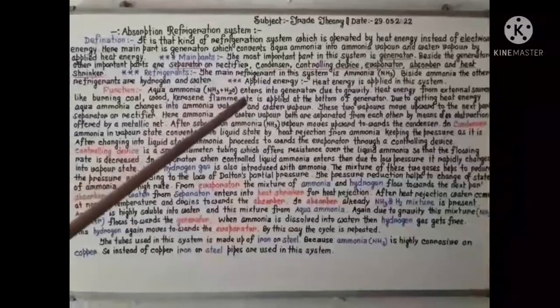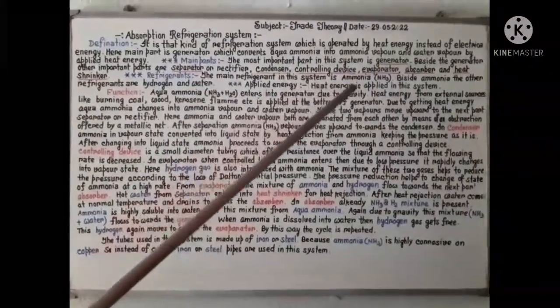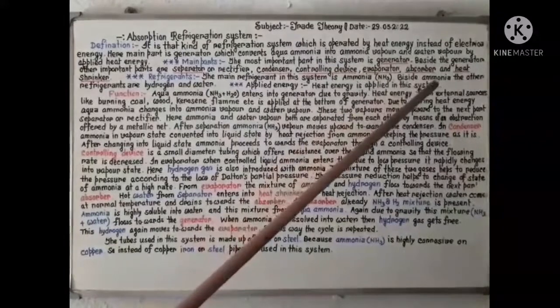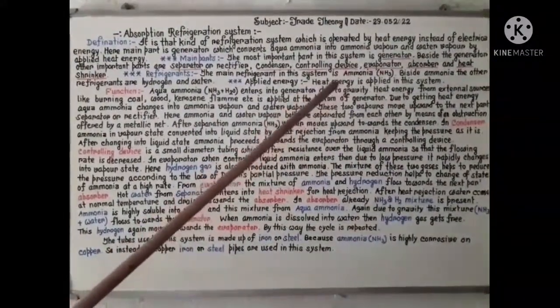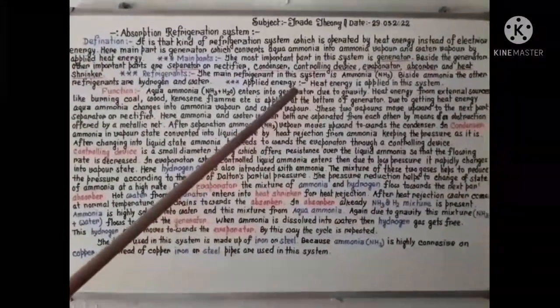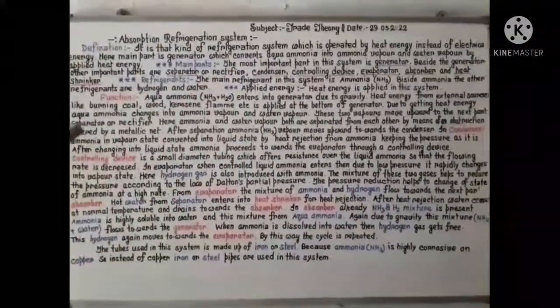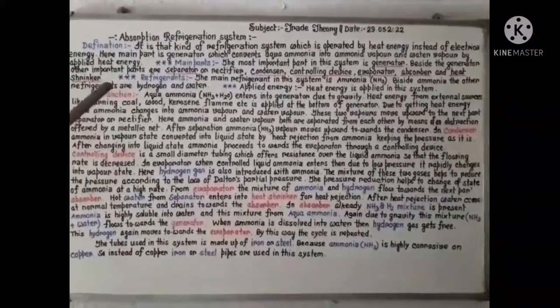Now about the applied energy. Obviously heat energy is applied in this system. Where conventional electrical energy is available, at that place this kind of system is not in use. At that place a mechanical refrigeration system is used. And another main thing.